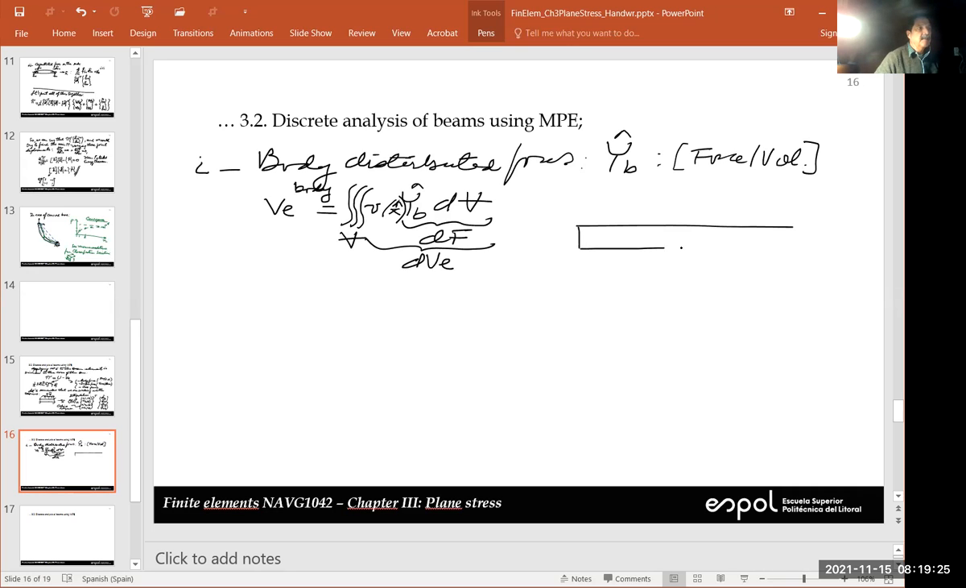So we have something like this. This is the element. The element is defined by two joints. This is our local reference system, like this. So here we have one element like this. This is our differential element, and in here we have this force per unit volume, this Y, acting in this little element.